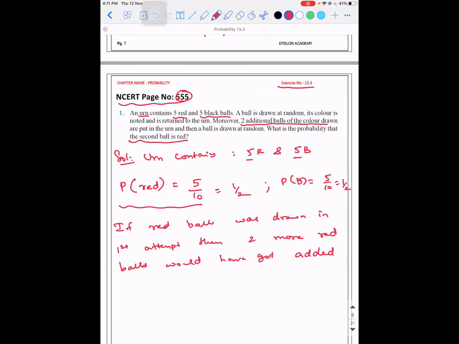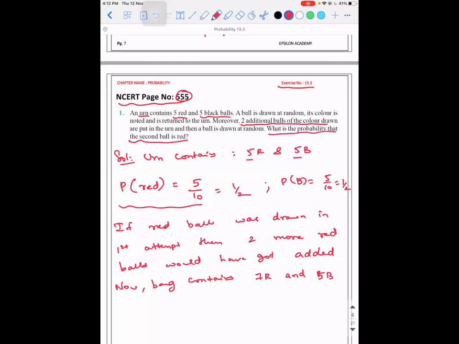So when this happens, now how many red balls? Now the bag contains, what? How many red balls? 7 red balls and 5 black balls. What are they expecting? What is the probability that the second ball is red?